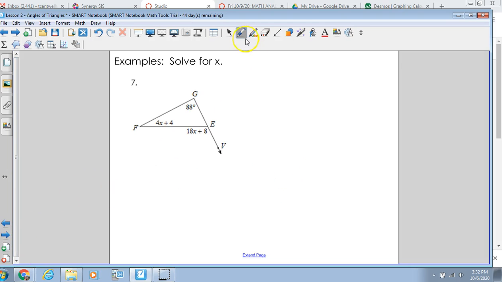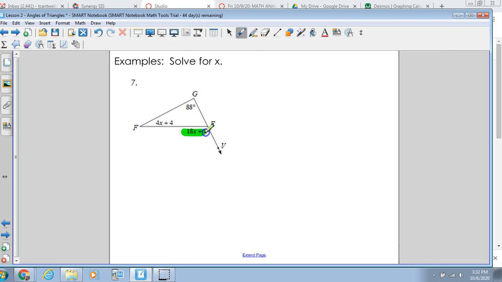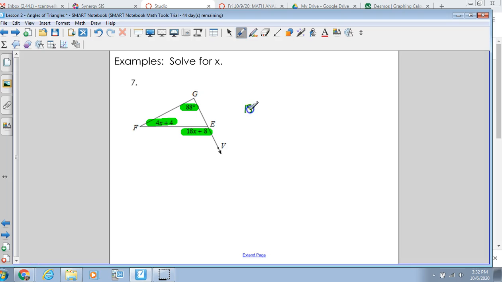For our next problem, we've got this exterior angle here equal to the sum of the two remote interior angles. So we just need to set up the equation. 18x plus 8, that's the exterior, equals the sum of the two remote interior angles, 4x plus 4 plus 88.